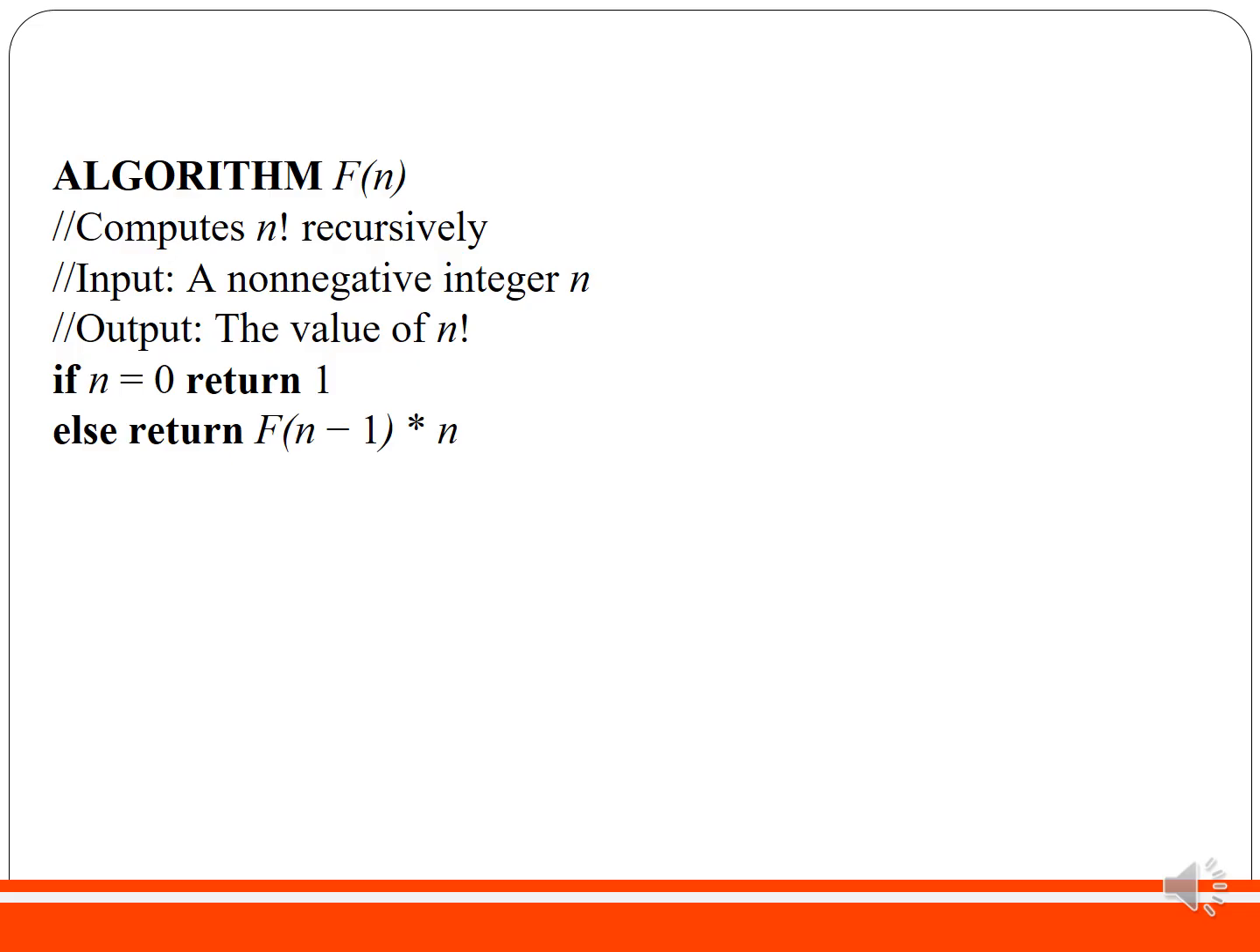Factorial algorithm. So this slide shows the recursive algorithm. If n equals 0, the function returns 1. Otherwise, it returns the result of factorial of n minus 1 multiplied by n. For example, factorial of 5 becomes 5 into factorial of 4, which becomes 5 into 4 into 3 into 2 into 1. It is equal to 120. The recursion stops when n becomes 0.